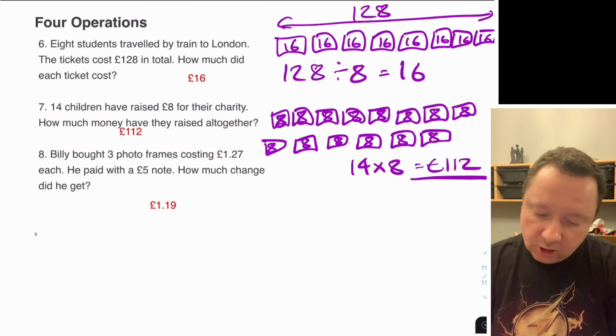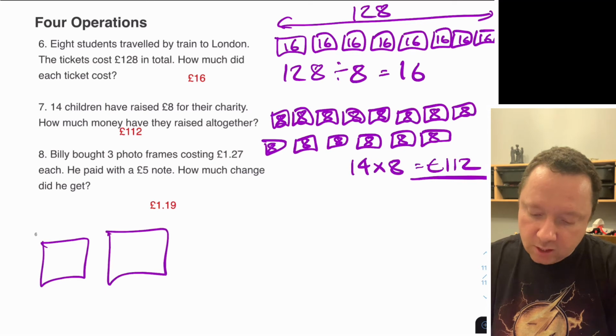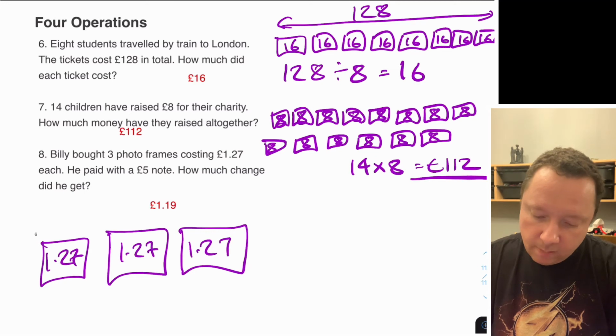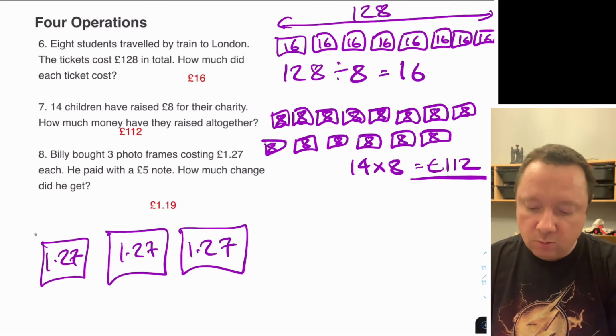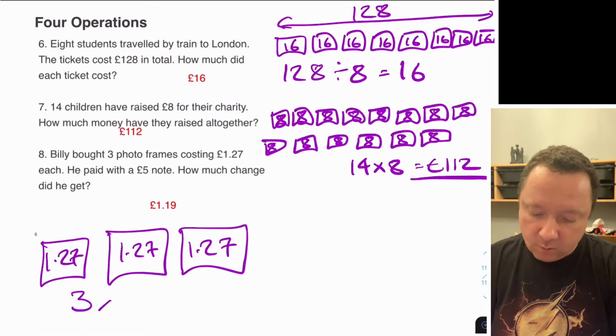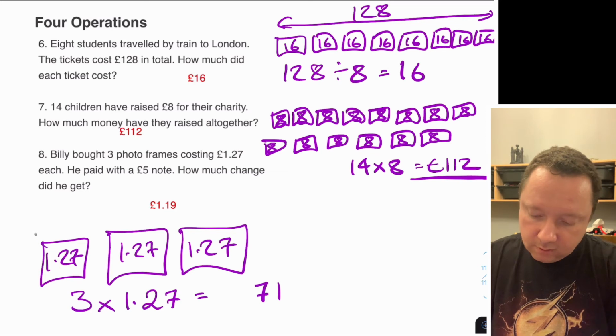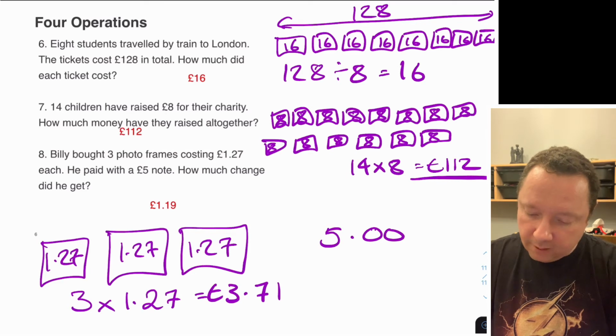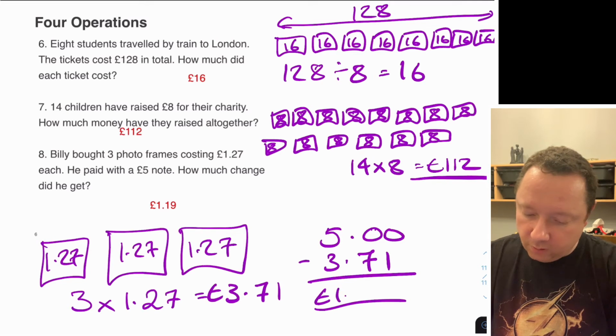And the last question. Billy bought 3 photo frames costing £1.27 each. He paid with a £5 note. How much change? So I'm going to have to work out how much he paid and then take it away from 5. So it's 3 times £1.27, which is £3.71. So you do £5 minus £3.71, and you would get £1.19.